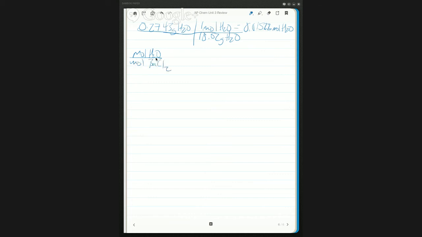This should feel familiar. This is just like doing the empirical and molecular formula when you do the combustion analysis. So the moles of water, 0.01522 moles of H2O over 0.0143838 moles of barium chloride. And that's basically 1-to-1. I can't even remember, 1.02 or something like that over 1, which is essentially 1.